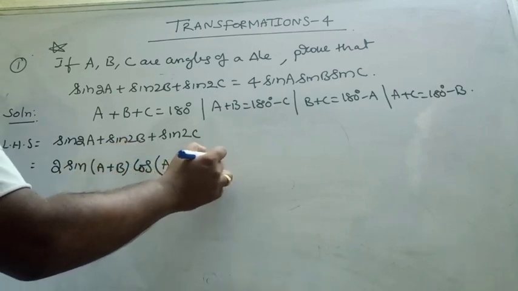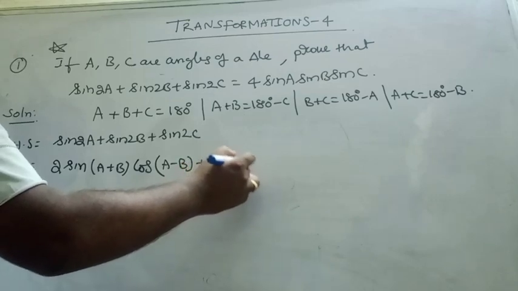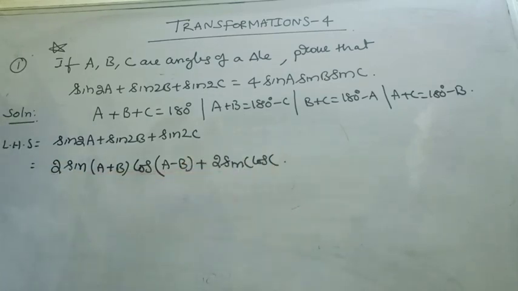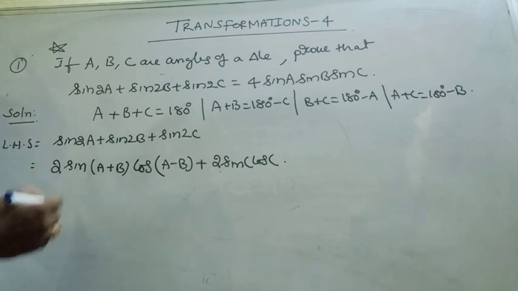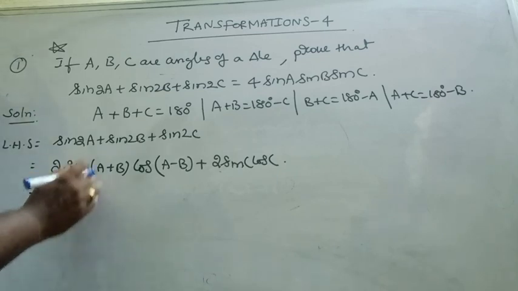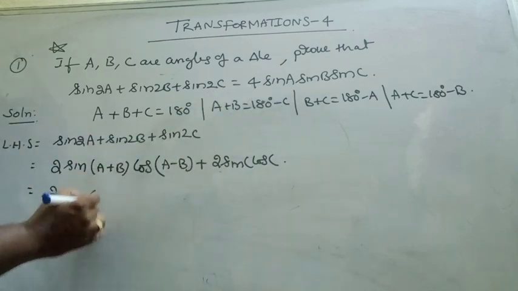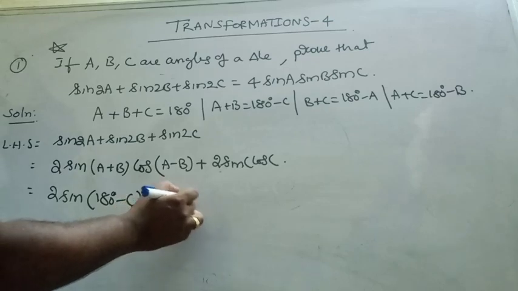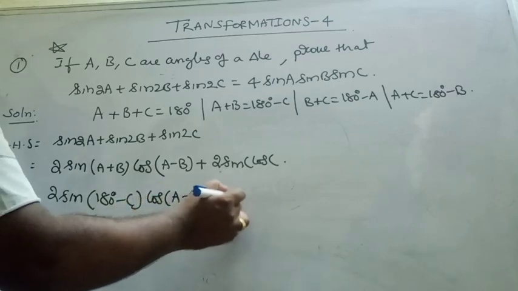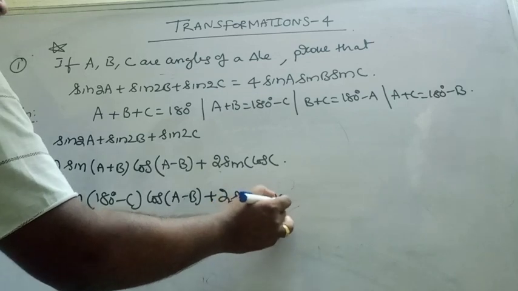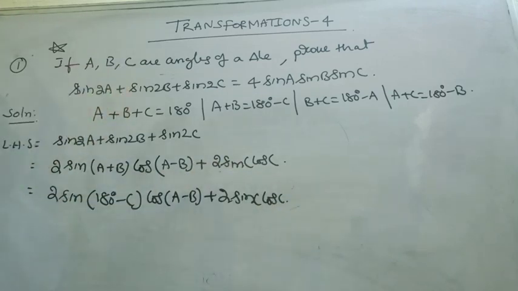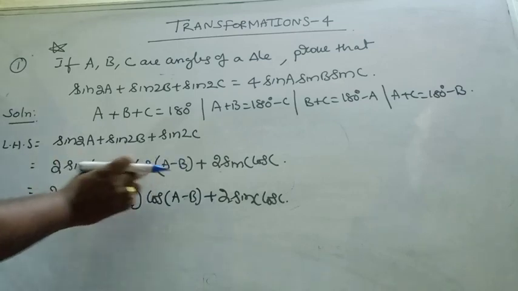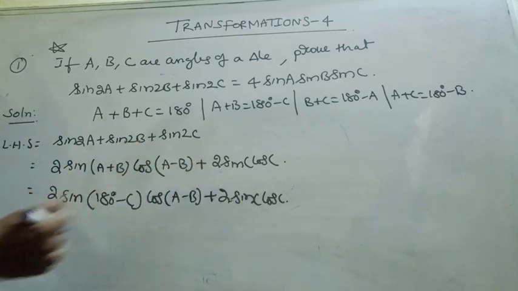Plus sine 2C. This sine 2C we can write as 2 sine C cos C. Now I told you already that 2 sine of A plus B we can write as 2 sine of 180 degrees minus C, cos of A minus B, plus 2 sine C cos C. See how beautifully we are going to get our result. We need to prove sine 2A plus sine 2B plus sine 2C is equal to 4 sine A sine B sine C. For that, we took these two and applied the sine C plus sine D formula. We got this now.